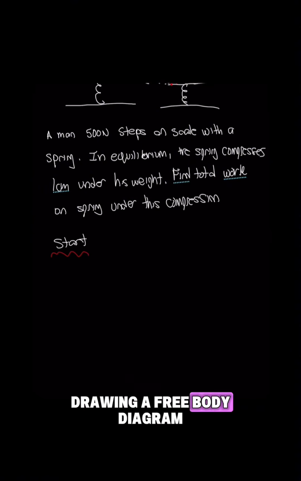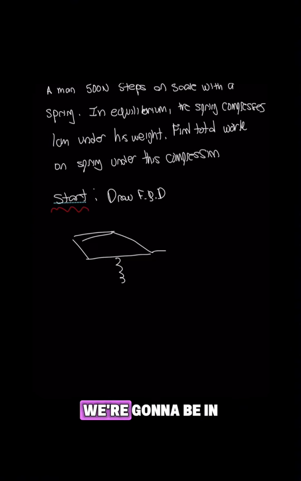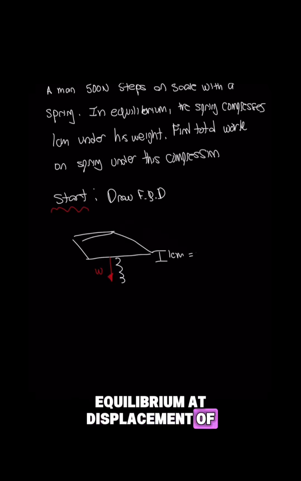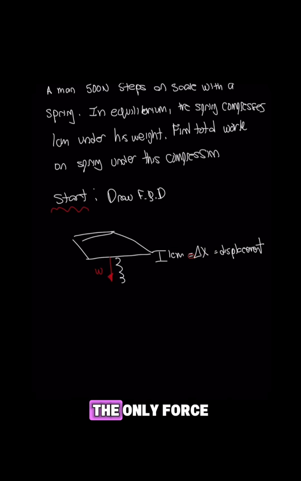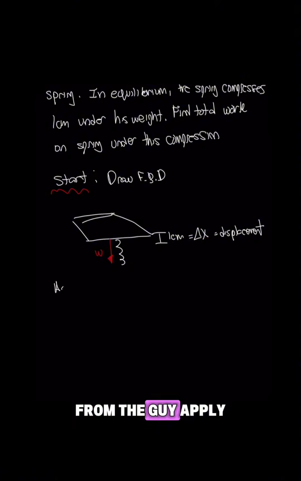So we start off by drawing a free body diagram. When the guy steps on the scale, we're going to be in equilibrium at a displacement of 1 centimeter, and so the only force that the spring is going to feel is the force due to weight from the guy. Apply our work equation here, which is given by this integral.